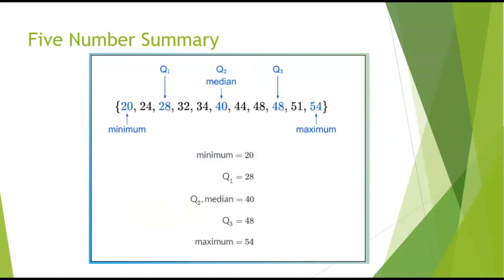So now we can write down our 5-number summary. We need to list the minimum value. Well, that's the least number. This is the minimum, 20. Then we just found quartile 1. Q1 is 28. Q2 is 40. That's the median of the whole data set. Q3 is 48. And then the maximum value is 54. That's the largest number in our data set. That's what we're going to do today. We're just going to practice our 5-number summary.